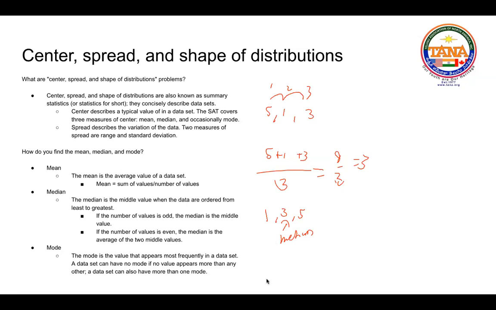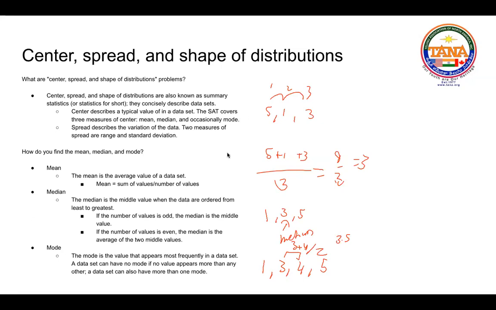And say you have 1, 3, 4, 5. When the number of values is even, the median would be 3 plus 4 divided by 2, which is 3.5.